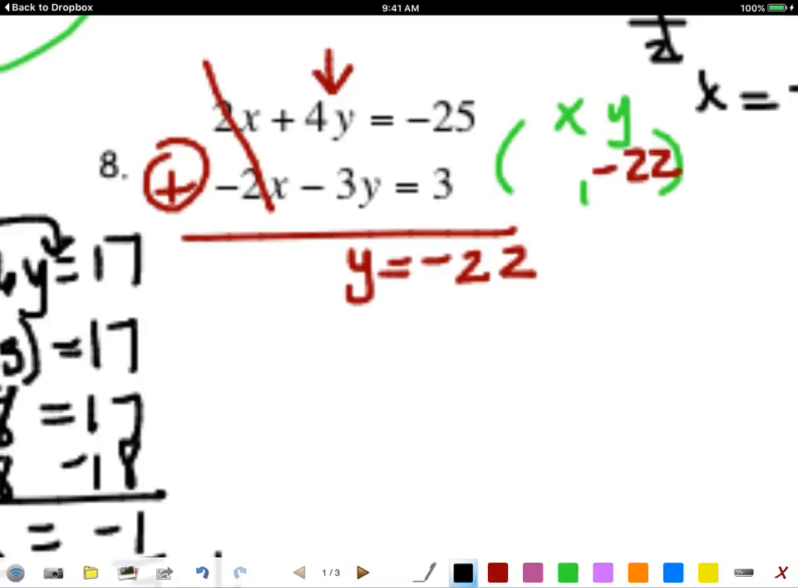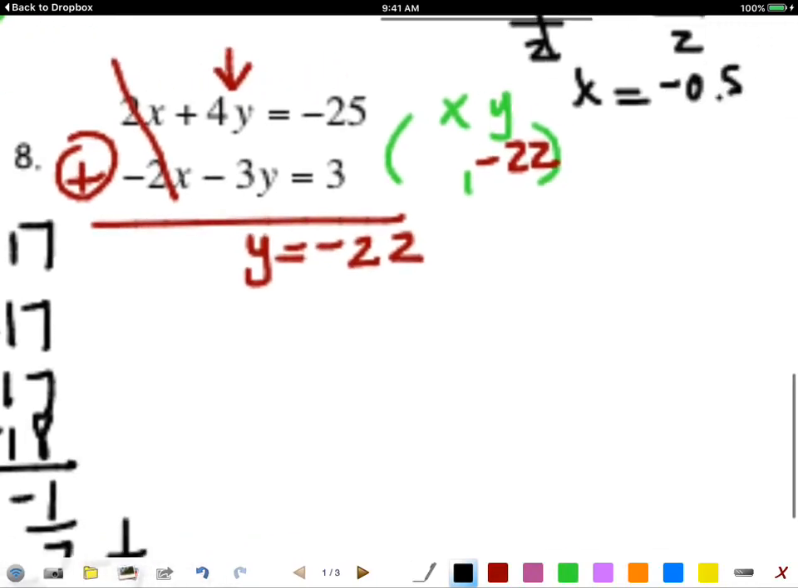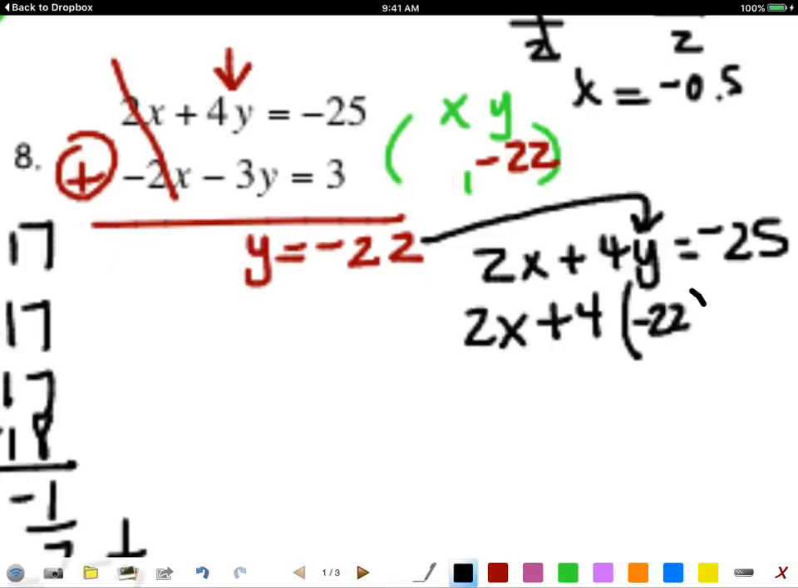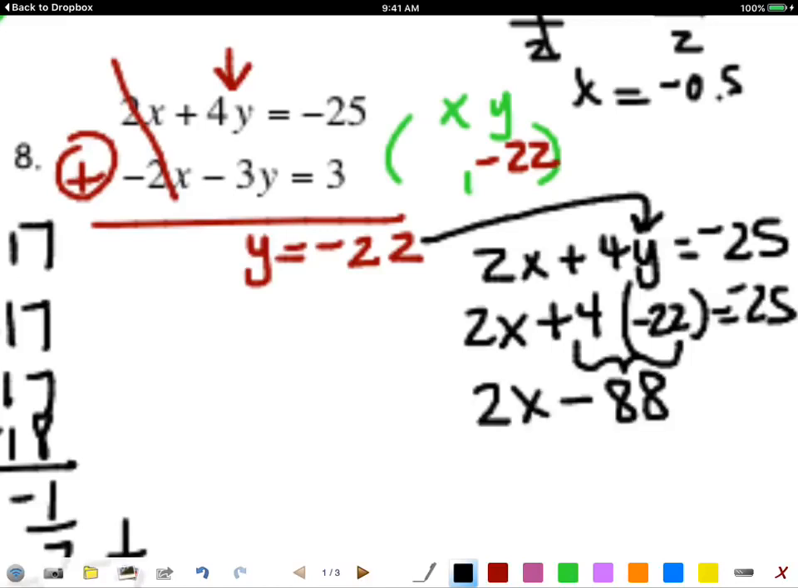And then you have to find the other one. So we pick an equation. I'm going to pick the top one. 2x plus 4y equals negative 25. And I'm going to put the negative 22 that I just figured out right here for y. So I have 2x plus 4 times negative 22 equals negative 25. Multiply this together first. That gives me a negative 88. So I have 2x, that becomes a minus 88 then because of that, equals negative 25.